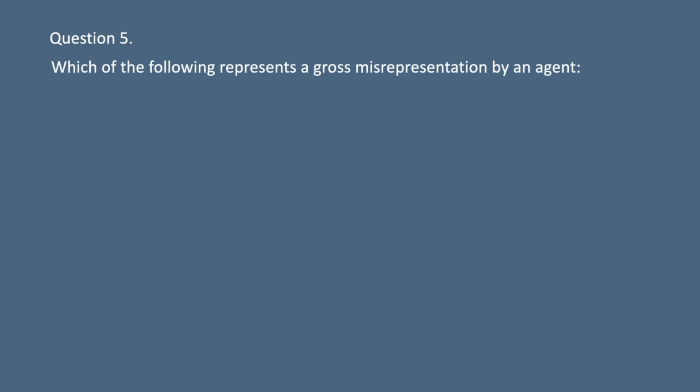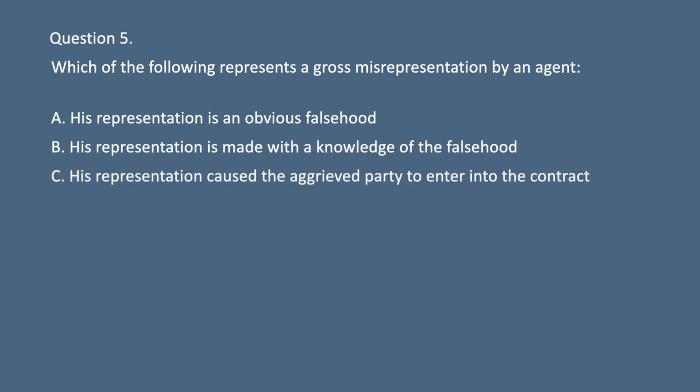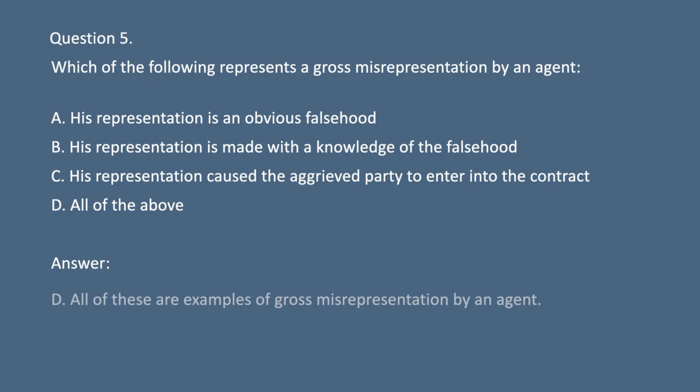Question 5. Which of the following represents a gross misrepresentation by an agent? A. His representation is an obvious falsehood. B. His representation is made with a knowledge of the falsehood. C. His representation caused the aggrieved party to enter into the contract. D. All of the above. Answer: D. All of these are examples of gross misrepresentation by an agent.